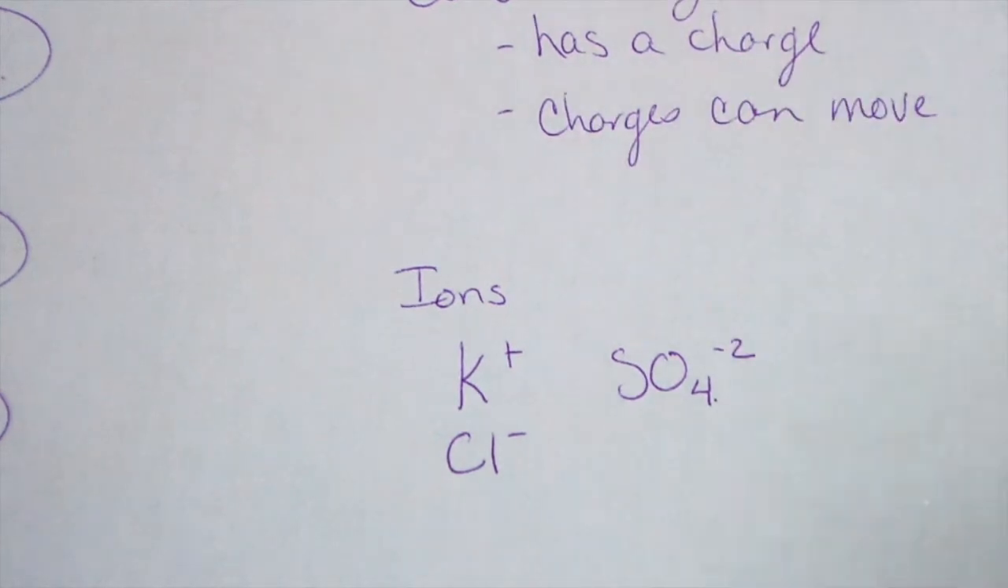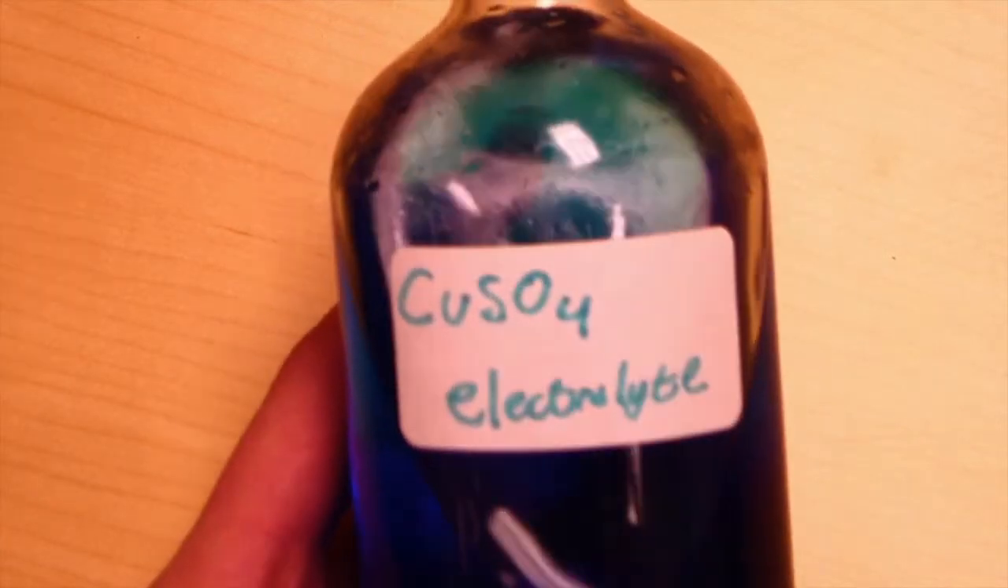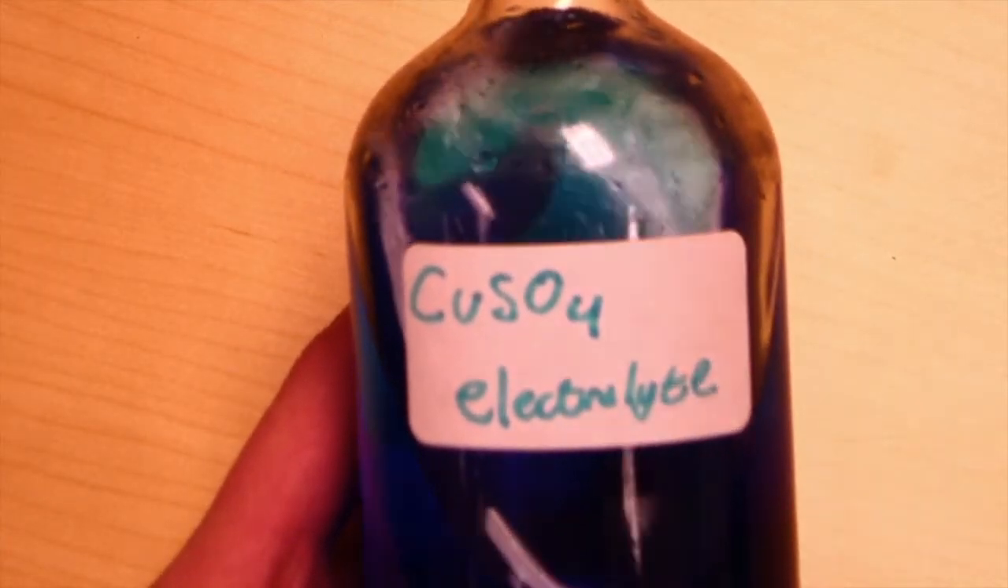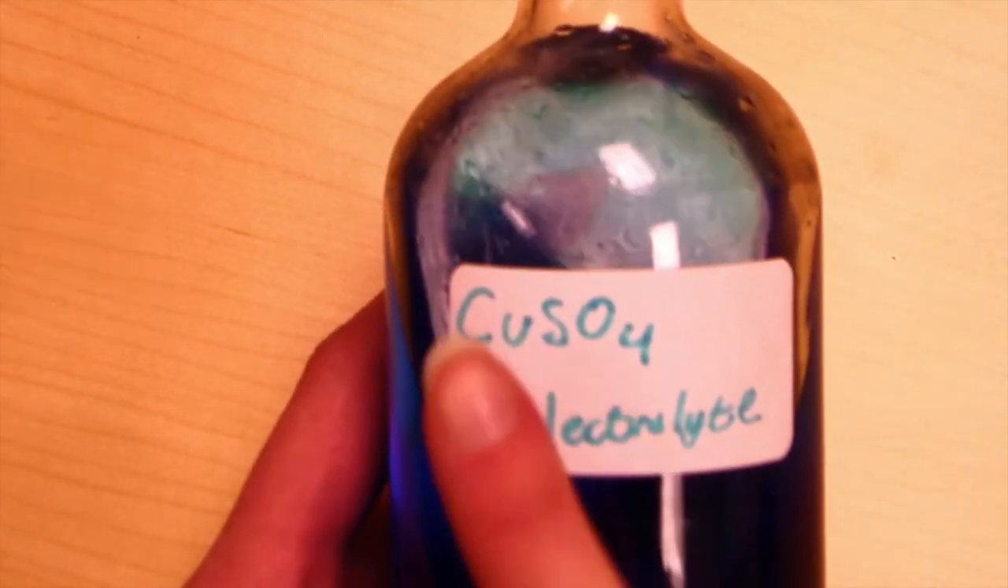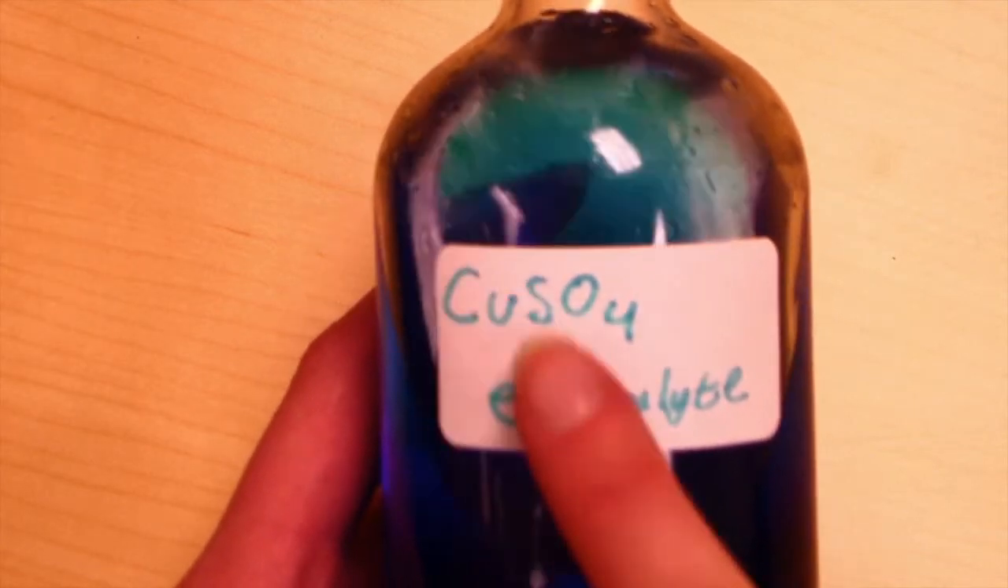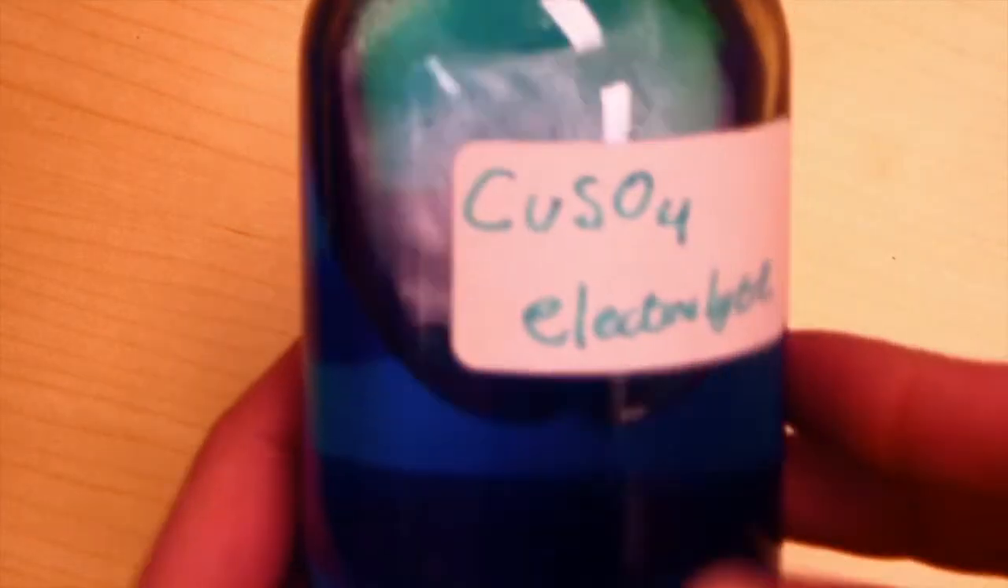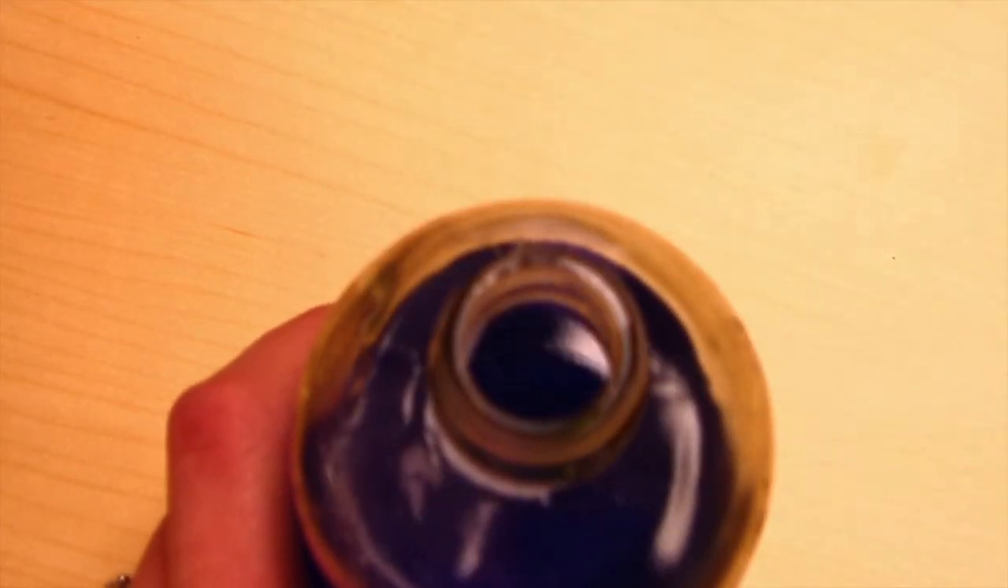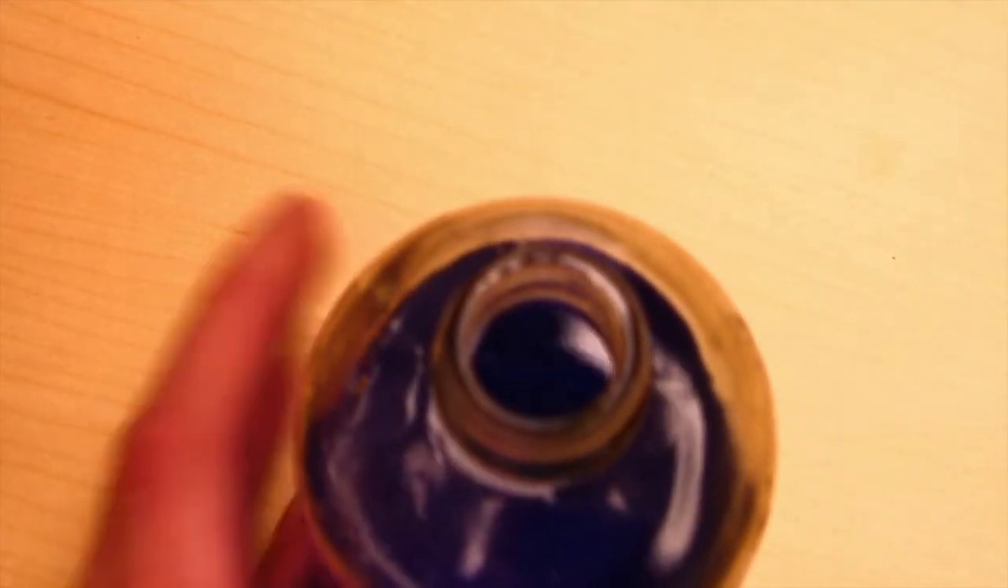So let's look at a couple of these things. I have a sample here of copper sulfate. Right here we have a metal and a nonmetal that has been dissolved into a solution. And as you can see, it's a very pretty blue color. And we're going to take it off and we're going to read the conductivity of this.